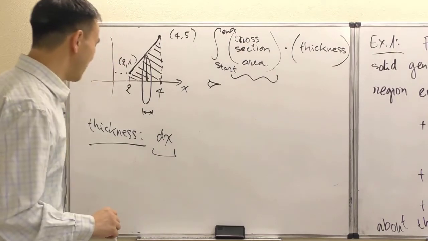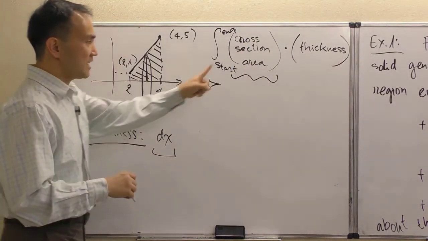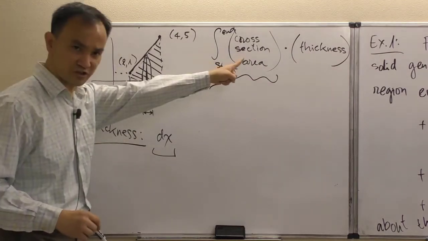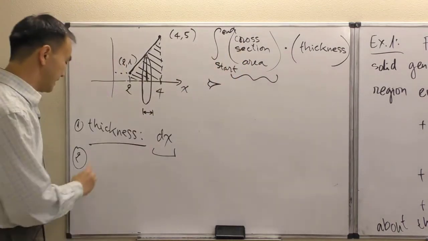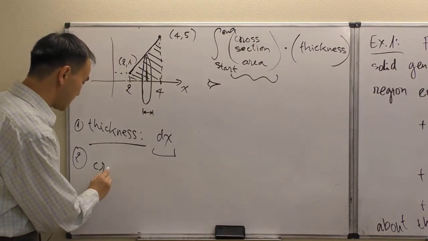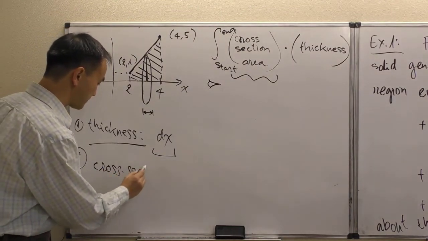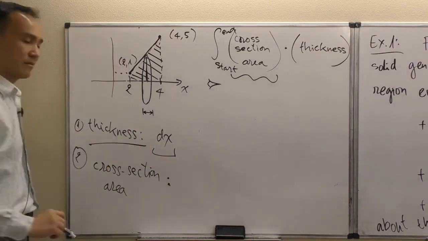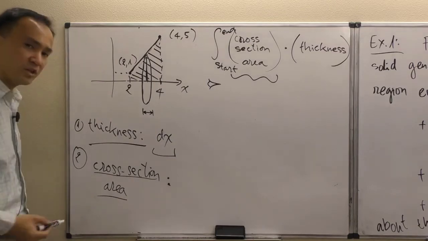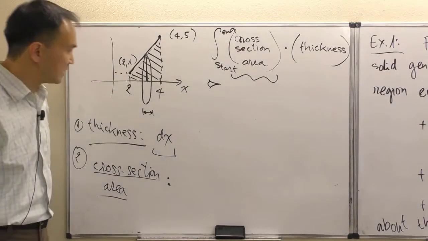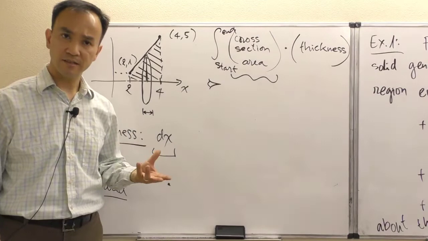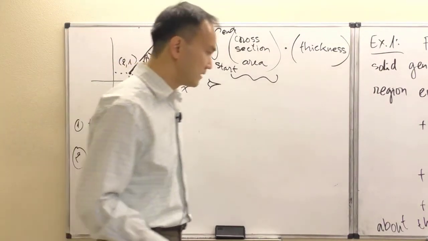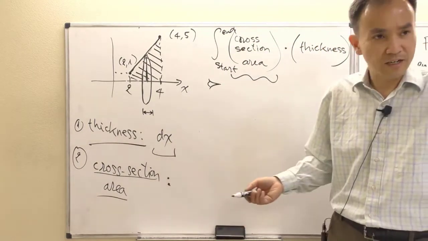Okay, so the first step is to get the thickness. Step 2 is to get the cross-section area. Here's how I'm seeing it. Of course, we know the shape is a disc, a circle. What's the formula for the area of a circle? Anyone know it? Anybody know it?